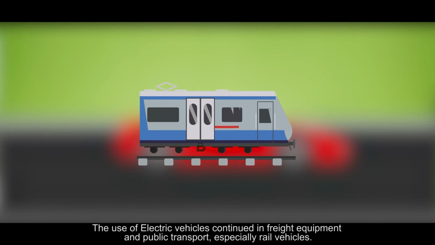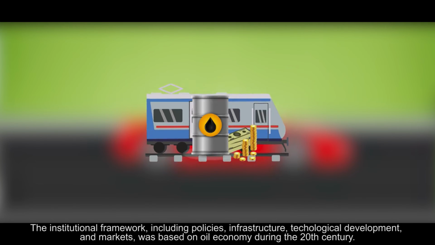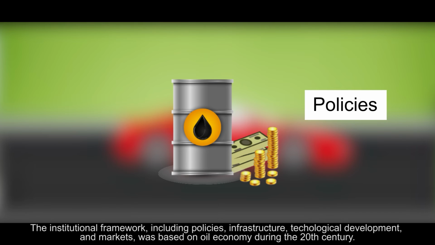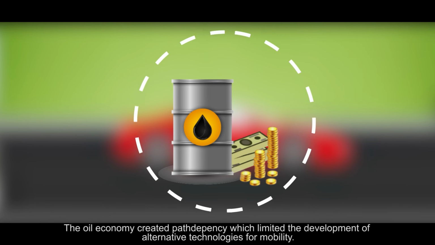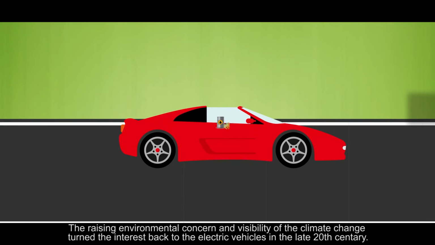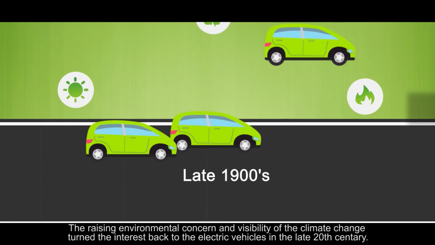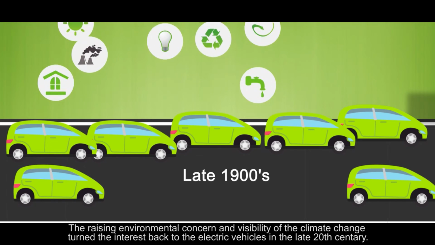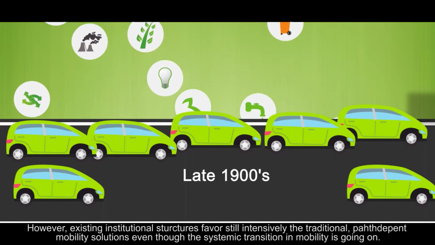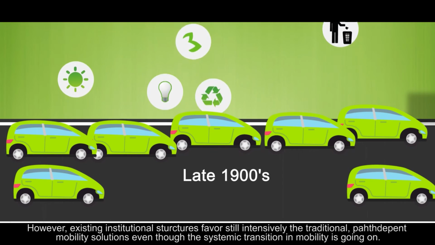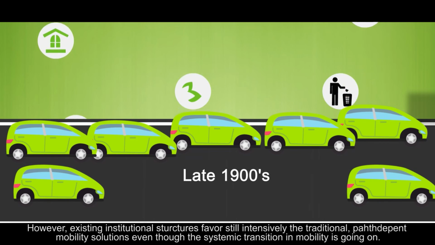The use of electric vehicles continued in freight equipment and public transport, especially rail vehicles. The institutional framework, including policies, infrastructure, technological development, and markets, was based on oil economy throughout the 20th century. The oil economy created path dependency, which limited the development of alternative technologies for mobility. The rising environmental concern and visibility of the climate change opened the doors for electric vehicles in the late 20th century. However, existing institutional structures still intensively favor the traditional, oil-dependent mobility solutions, even though the systemic transition is going on.